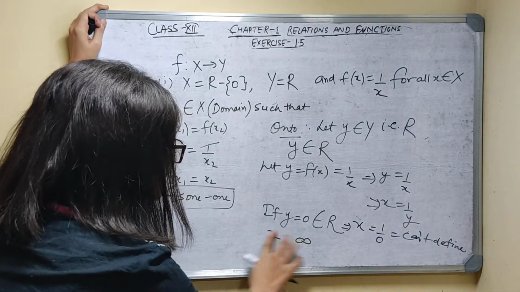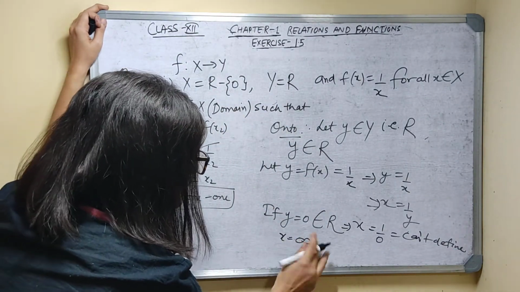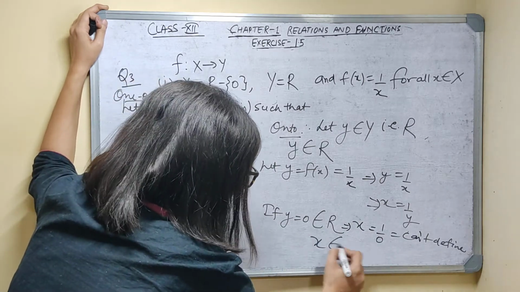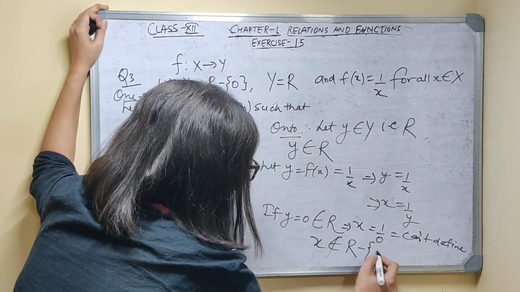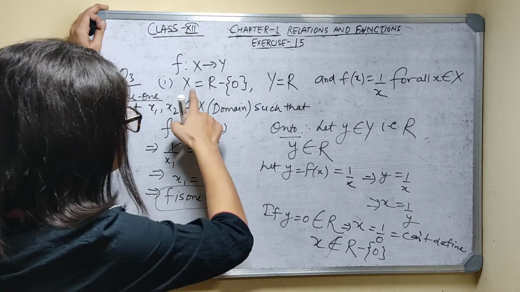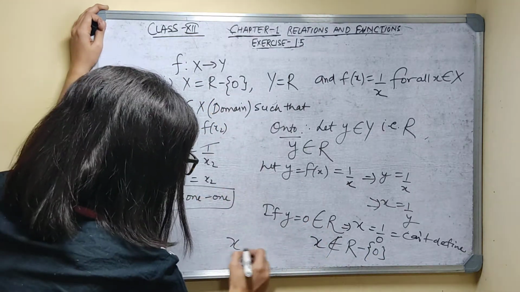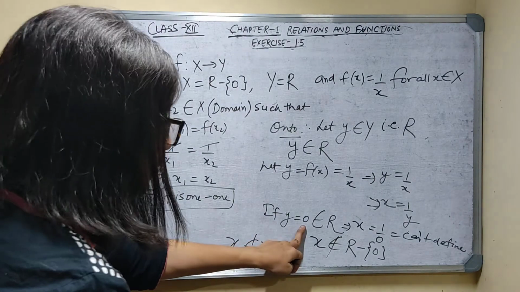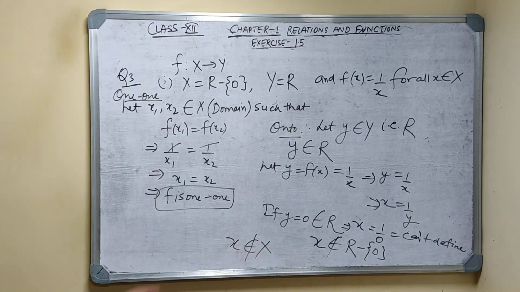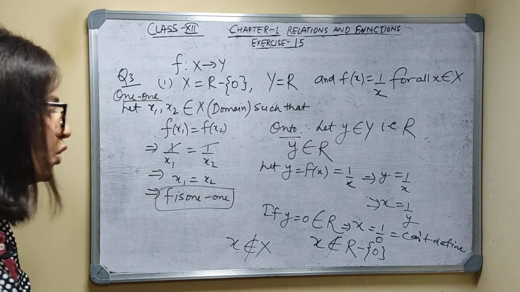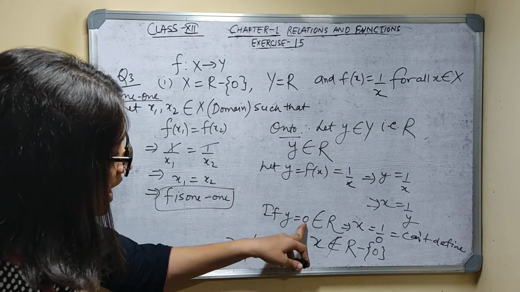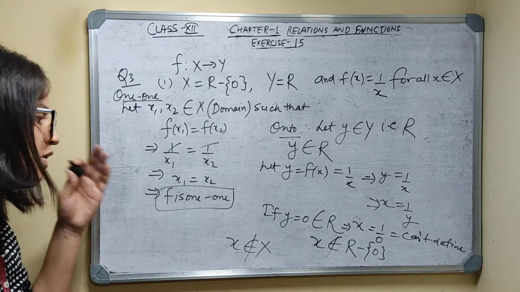And x does not belong to real numbers minus 0, so x is equal to infinity or can't be defined. X does not belong to X. So for this 0, 0 is not the image of any element in the domain. So this 0 does not have any pre-image in the domain.